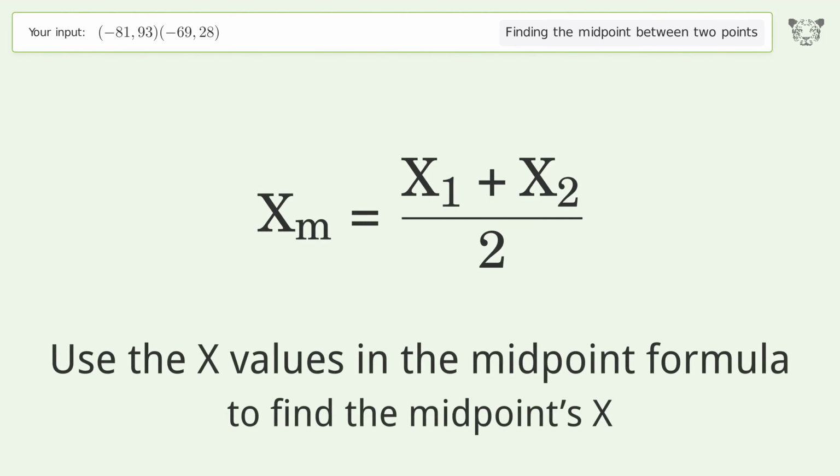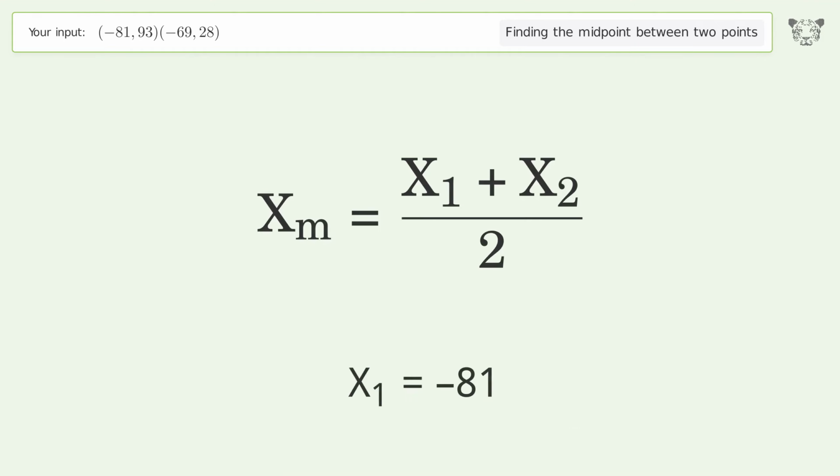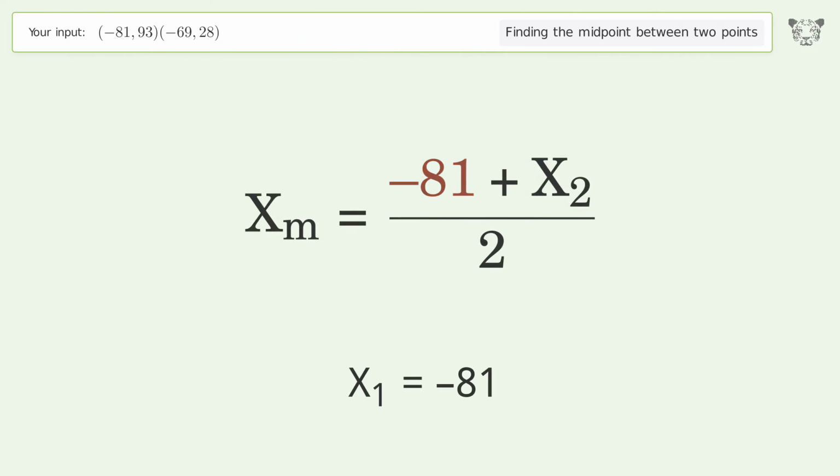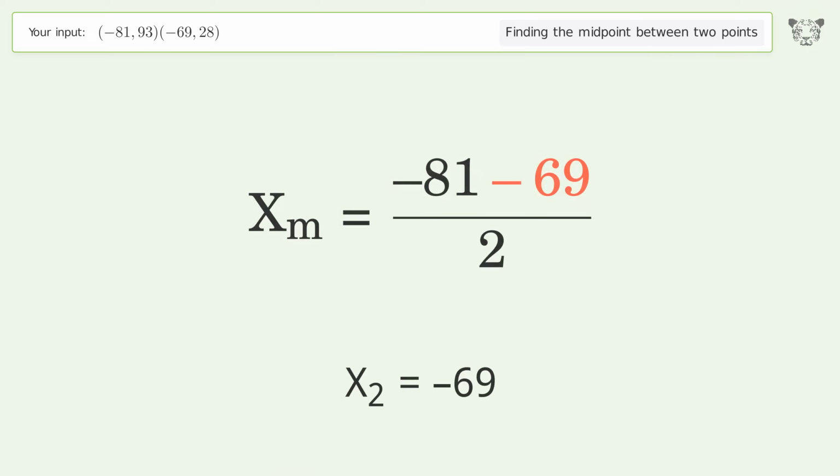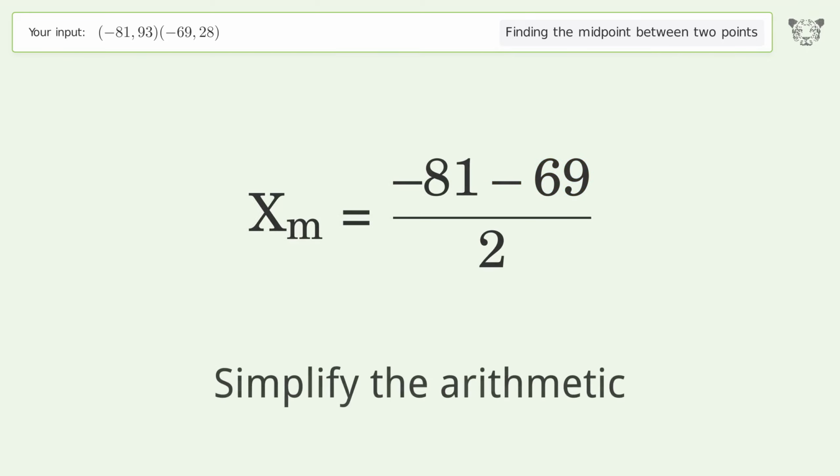Use the x values in the midpoint formula to find the midpoint's x. x1 equals negative 81. x2 equals negative 69. Simplify the arithmetic.